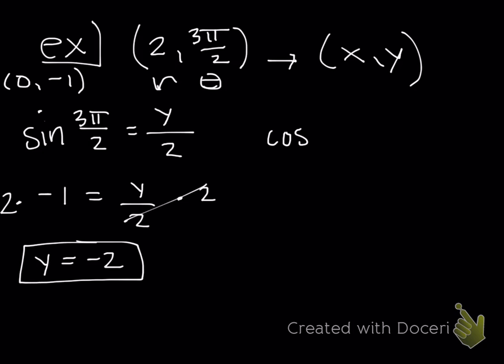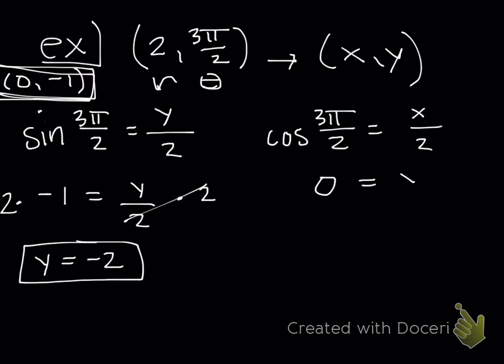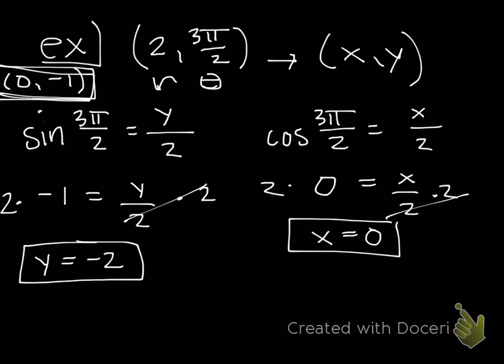So I'll say cosine of 3 pi over 2 equals x over my r value of 2. And again, it's the same coordinate of 0, negative 1, because the angle is the same. Cosine is now the x part of the coordinate, so it's 0. And again, I'd multiply both sides by 2 to clear the fraction. So x equals 0. So to piece this together, the rectangular version of this coordinate will be 0, negative 2.